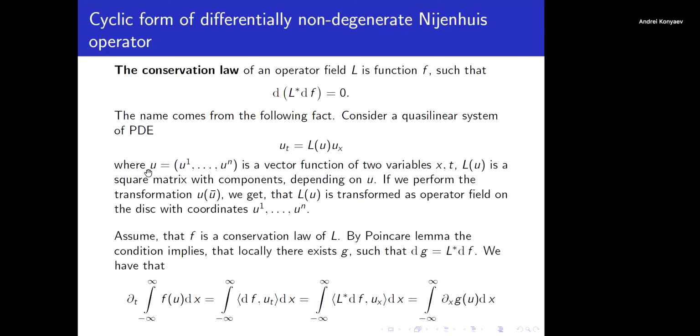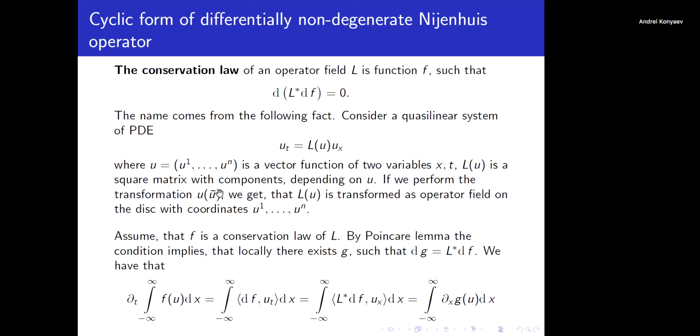And we have that u is a vector function of two variables x and t. Lu depends only on u. It's not a linear system. If you take two solutions and sum them up, you won't get a solution, right? So it's not linear. And Lu is a square matrix, usually written like this. Its components depend only on u. They do not depend on x and t, right? So they just depend on u.